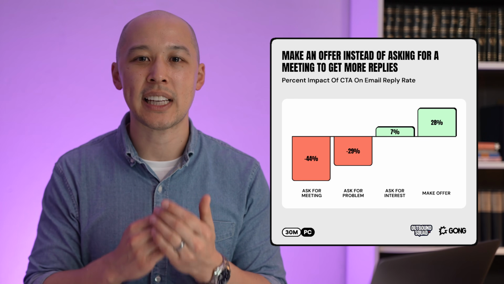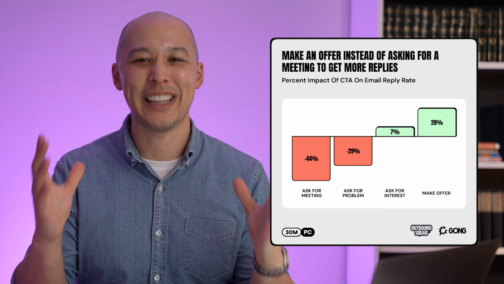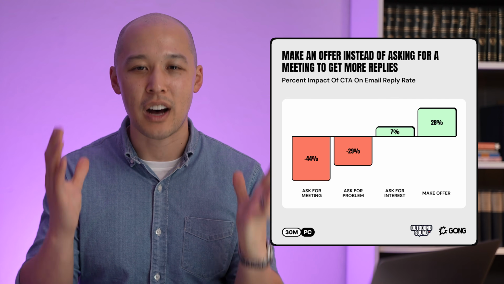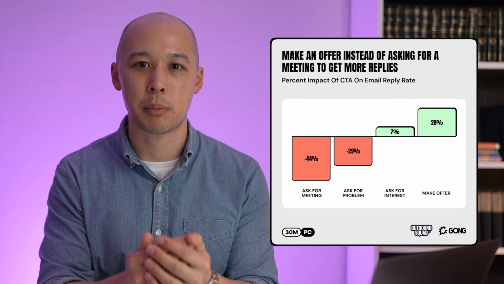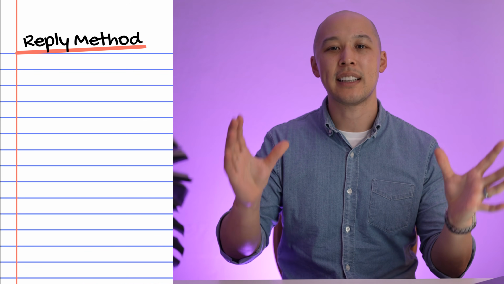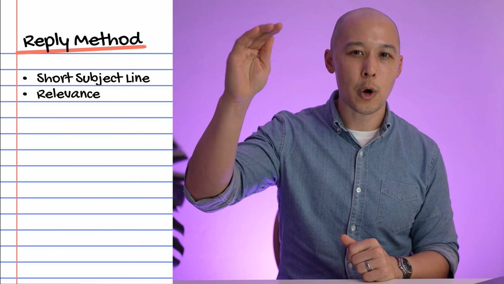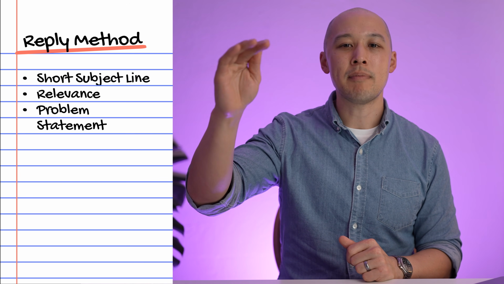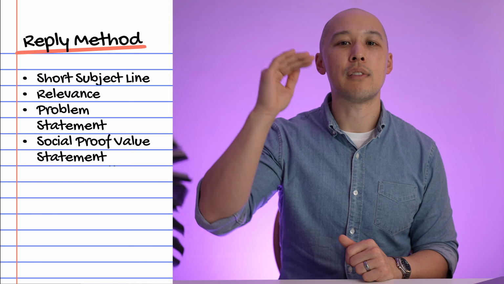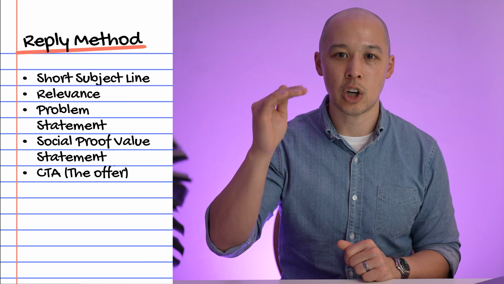This is the lowest hanging fruit that we can give you in this masterclass. Use offers, give something valuable to the prospect. So that's our reply method. That's the email framework. Short, concise subject line, relevant opener, a problem statement, a social proof and value statement, followed by a short and concise call to action.